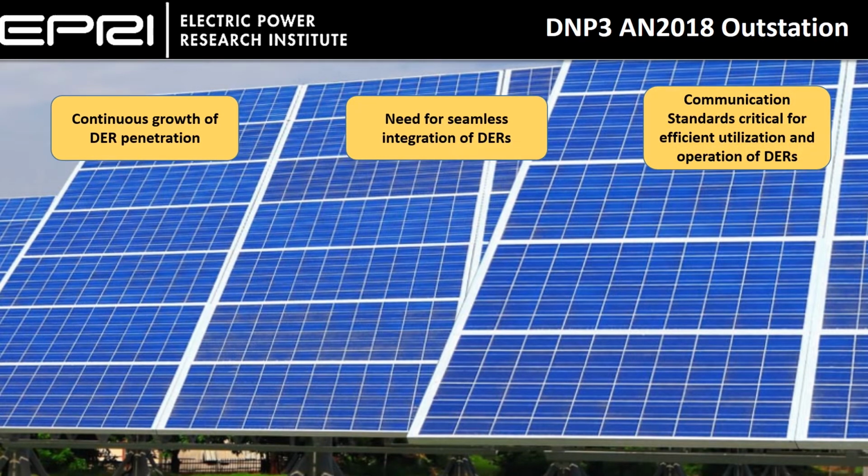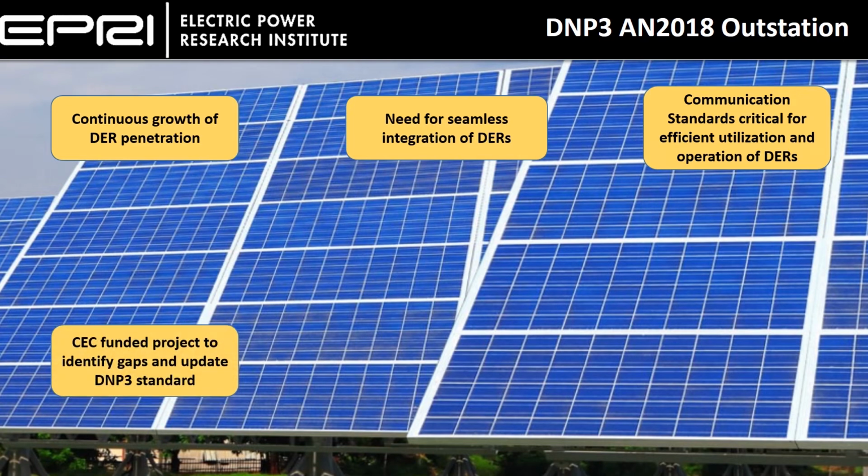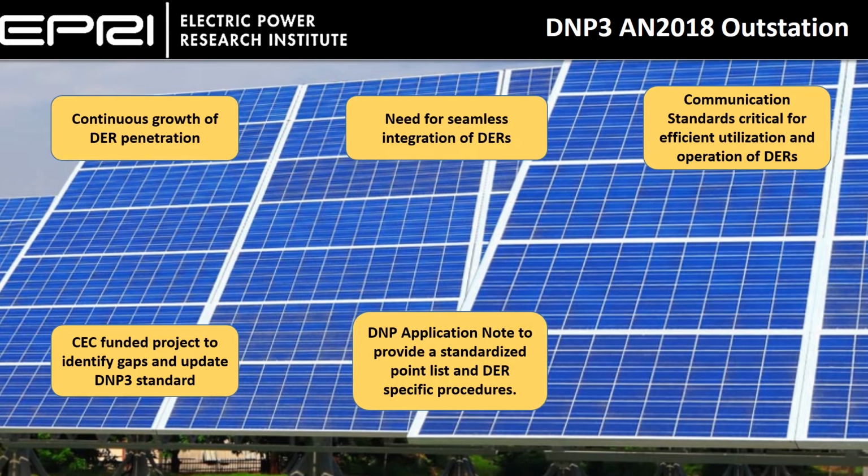The project team updated the existing application node specification that describes how to use the DNP3 protocol for DER communication. This application node specifies the standard data point configuration, set of protocol services, and settings for communicating with DERs. As part of this effort, a reference software implementation of the application node was developed.